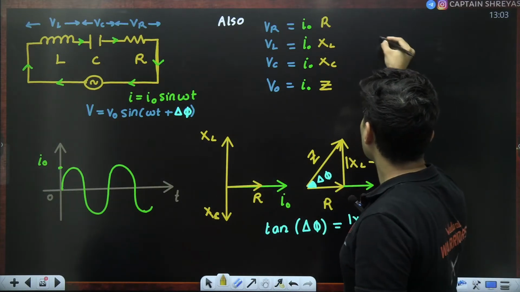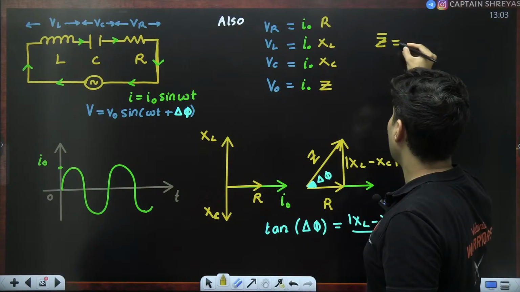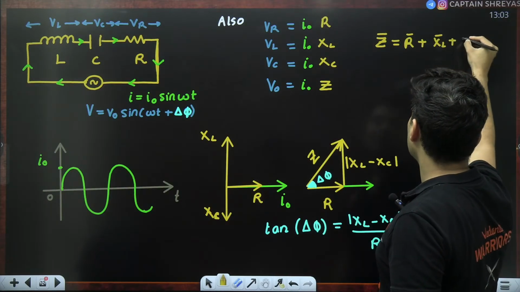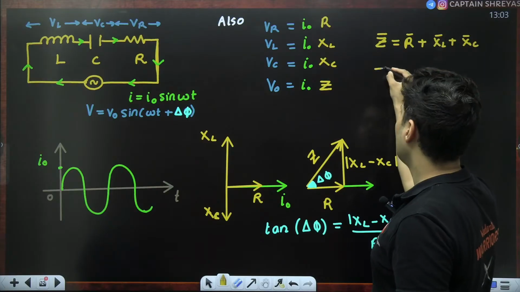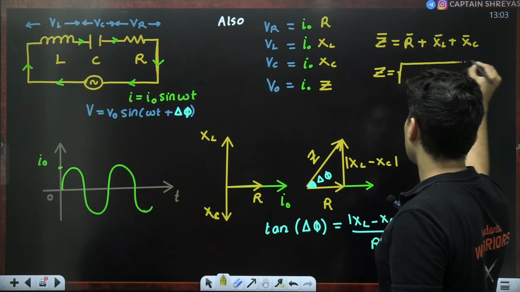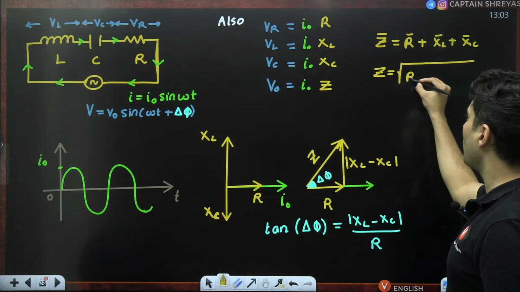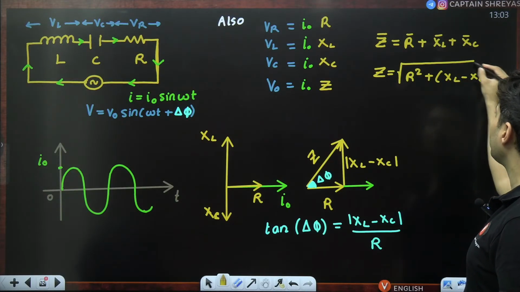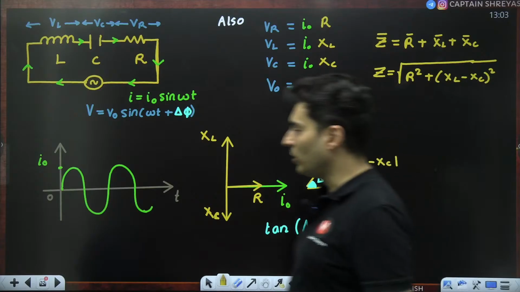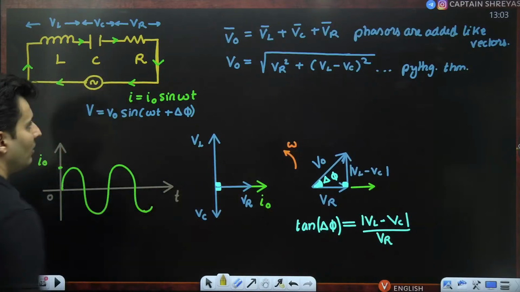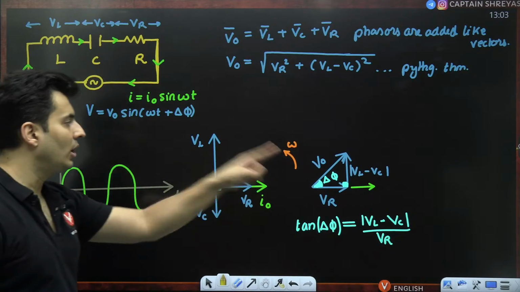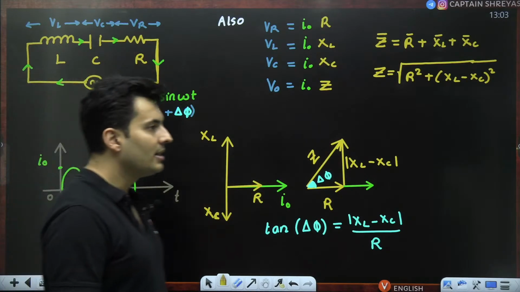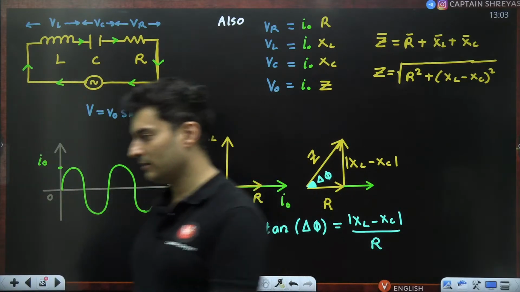Think about it. So Z vector is actually R vector plus XL vector plus XC vector. But if you just look at the magnitude, it is this square plus this square. So R square plus XL minus XC whole square. So it works for resistances, it works for voltages. Current is common, so there is no equation like that for current. Current is the same because they are in series, one after the other.